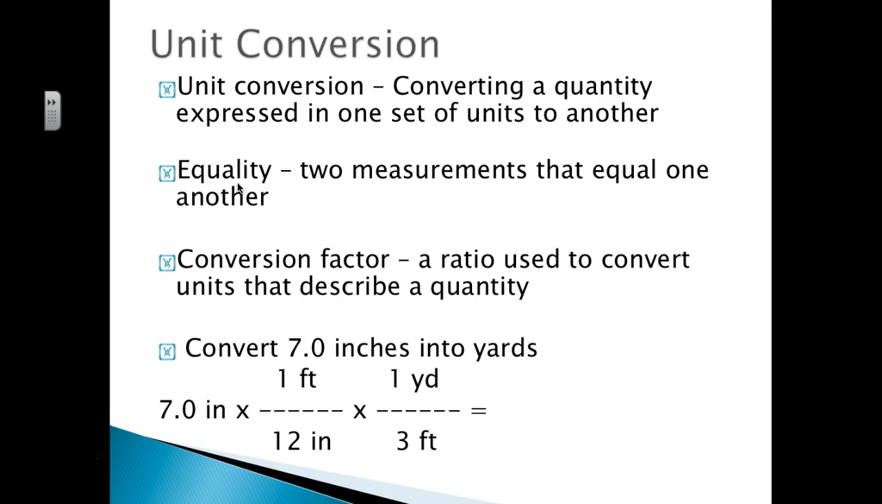The conversion factor will be set up like this. Since I want to get rid of inches, I'm going to put the inches on the bottom, and I'm going to put the foot on top. And 1 foot equals 12 inches, so it'll be 1 foot over 12 inches. By doing so, I get rid of the inches. The inches cancel out. So I do 7.0 times 1, which is 7.0, divided by 12. If I stop here, my answer will be in feet. I don't want feet, I want yards.